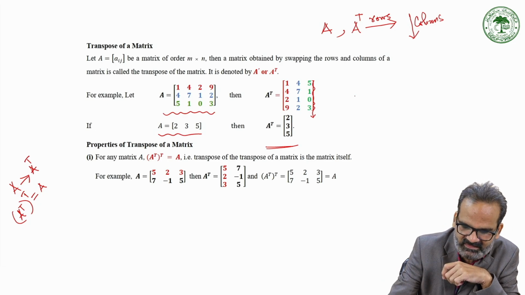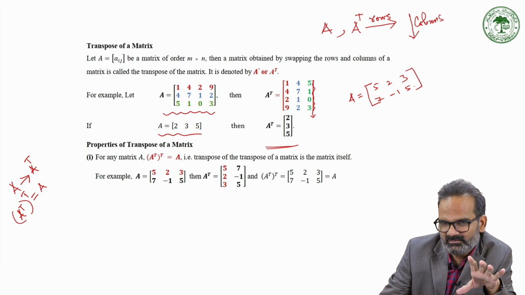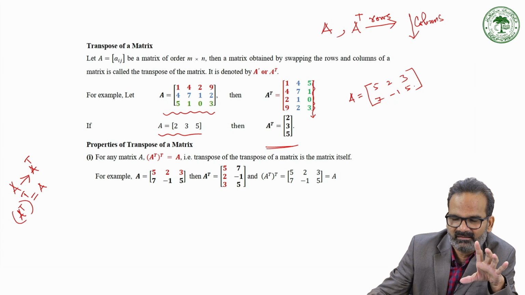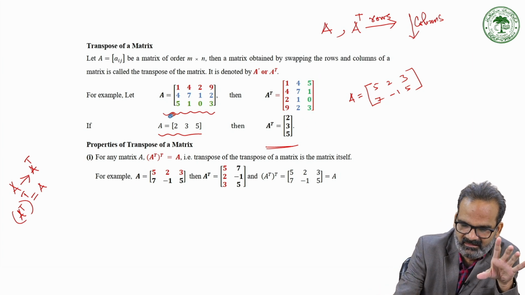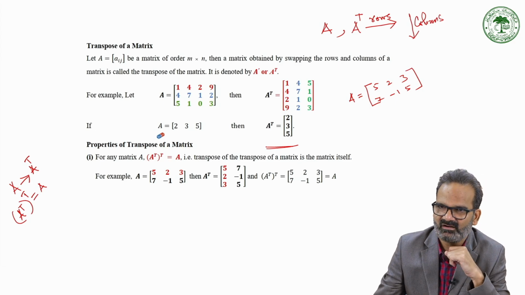Take an example. A is given as the matrix [5, 2, 3; 7, -1, 5]. This is our matrix. I have told you to get the transpose, the matrix may be square or it may be rectangular. There is no restriction, right? The matrix may be of any type. Say A is this, a rectangular matrix.